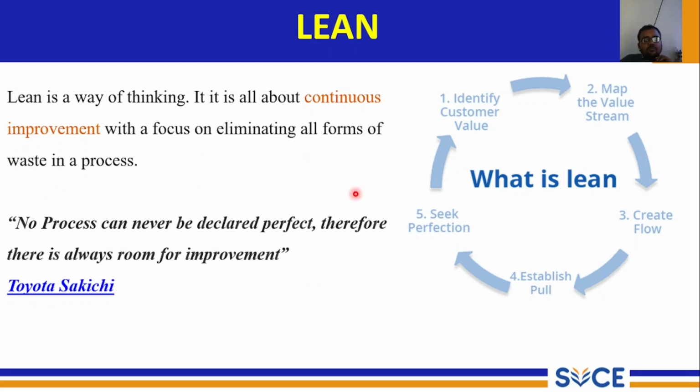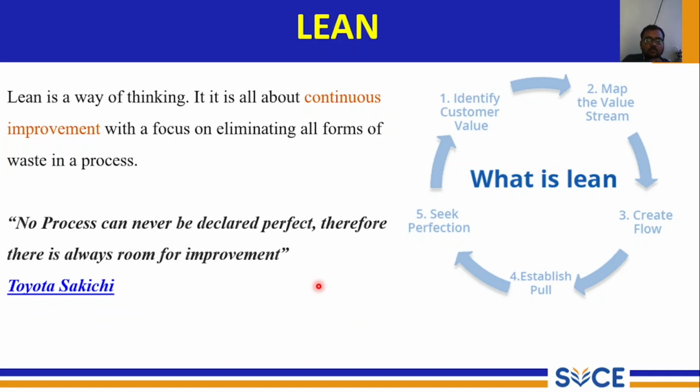Now the question arises, how do you define waste here? Waste in general includes any activity, any product, any material, any movement, any men, anything which doesn't add any value to the product, but is adding only cost to the product. You call that a waste. So lean focuses on eliminating all forms of waste in a process.